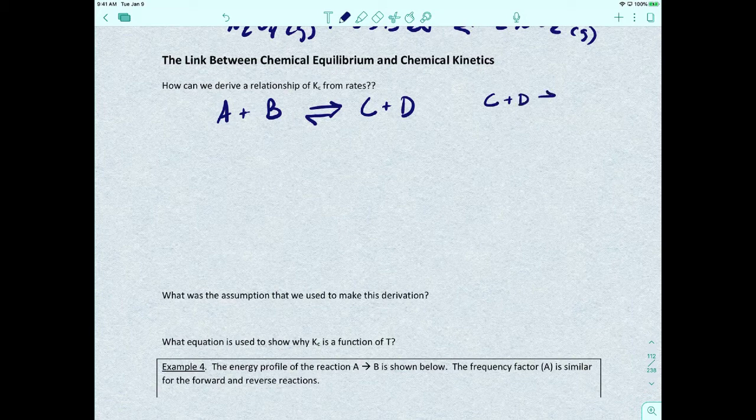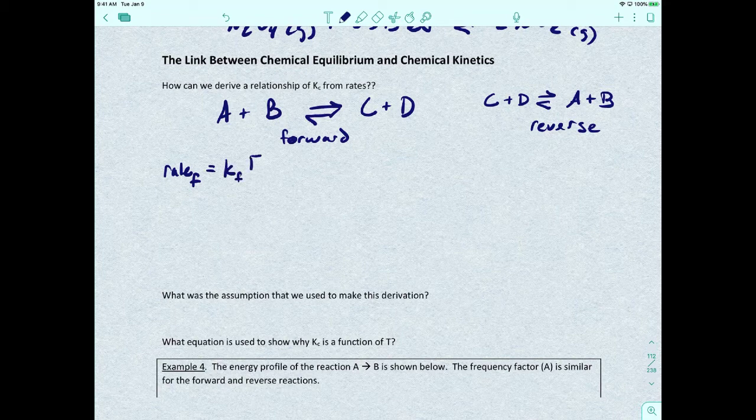Reactants C and D are in equilibrium with products A and B. I'm going to write forward for one and reverse for the other, so that we keep this straight. Now, if I write a rate law for the forward reaction, this would be equal to the rate constant for the forward reaction times the concentration of A times the concentration of B.